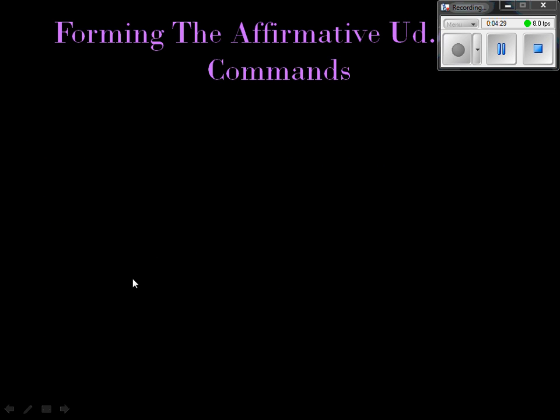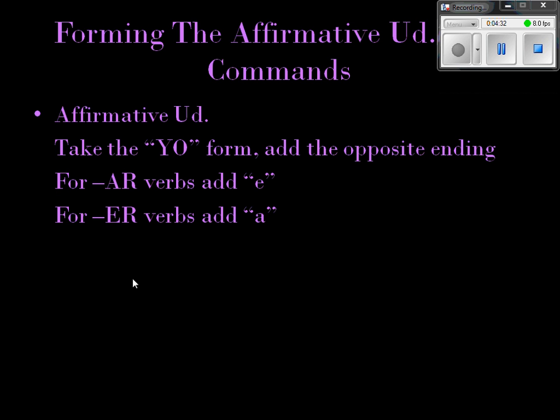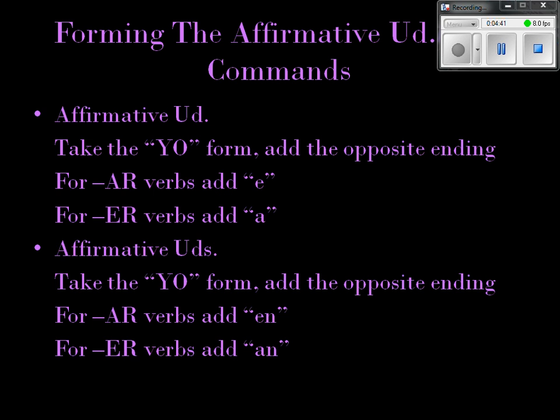Forming the affirmative usted ustedes commands. To form the affirmative usted command, use the yo form of the verb and replace the o at the end with the opposite ending. For AR verbs, add an e to the end, and for ER verbs, add an a to the end. To form affirmative ustedes commands, use the yo form of the verb and replace the o at the end with the opposite ending. For AR verbs, add an en to the end, and for ER verbs, add an an to the end. For both affirmative usted and affirmative ustedes, make sure to attach any direct or indirect objects to the end of the verb and attach with the appropriate accents.